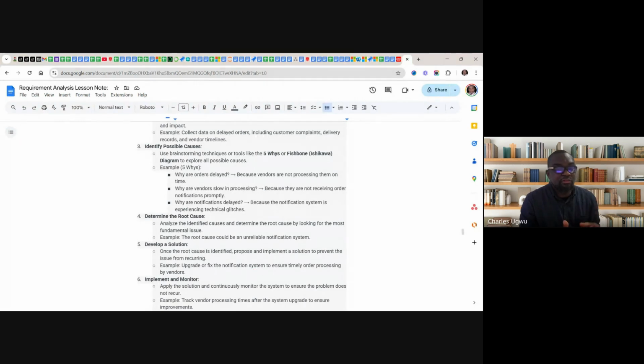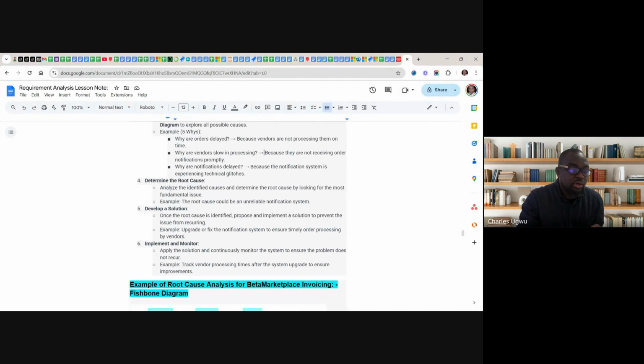At times you might say, let's fix the notification system and find out that the system is deprecated, outdated, no longer in use. You need to get a new system. So it means there should be an upgrade of the system. It's left for you to see if it needs to be fixed or upgraded. You choose whichever is more scalable and viable, either upgrading or fixing the notification system, to ensure timely order processing by vendors.